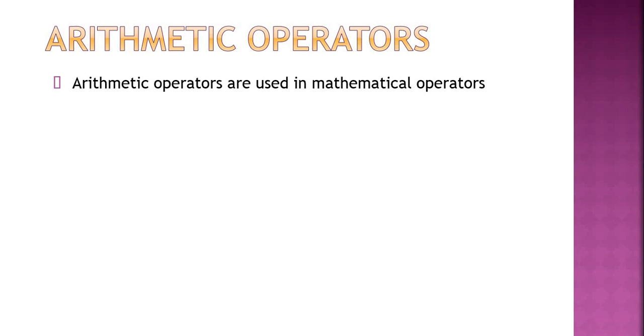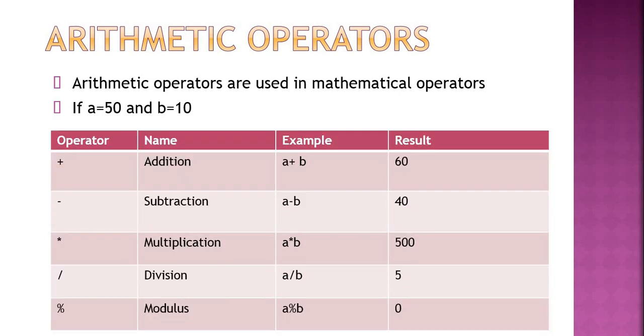Arithmetic operators are used in mathematical operations. Let us take for example, value of A is 50 and value of B is 10. We have 5 arithmetic operators. The first arithmetic operator is addition. The symbol denoted is a plus symbol. Let's take one example, A plus B, that is 50 plus 10 equal to 60.